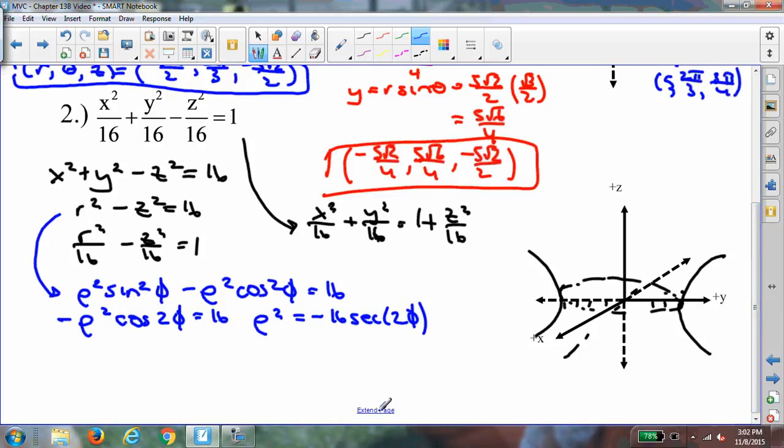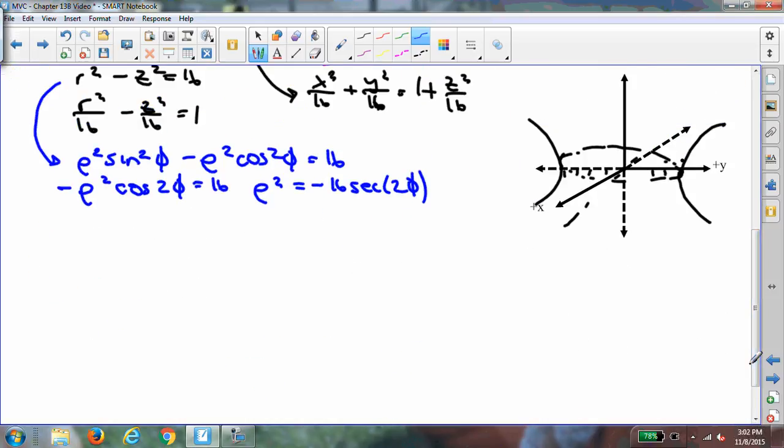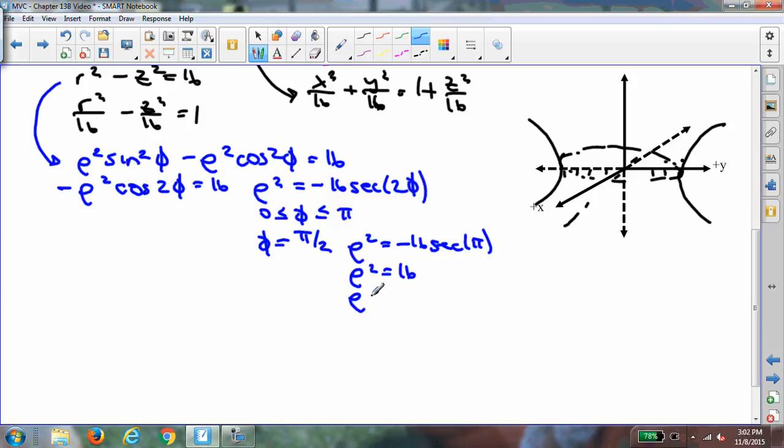Now, normally rho can't be negative, or rho squared can't be negative, but remember, phi itself is between 0 and pi as its possible values. And depending on the value of phi I put in here, I actually could get a negative quantity for secant, and therefore negative times negative, rho squared is going to be positive. For example, if phi equals pi over 2, you get rho squared equals negative 16 times secant of pi. But secant of pi is negative 1, so that would mean rho squared equals 16, or rho equals 4. And by convention, we're going to make sure rho is always positive.